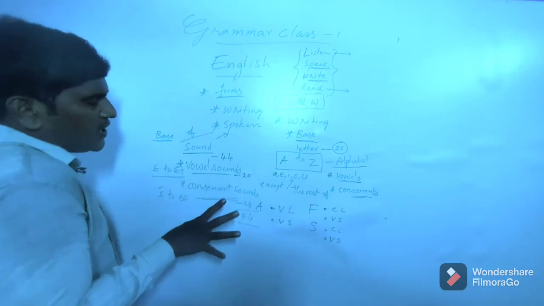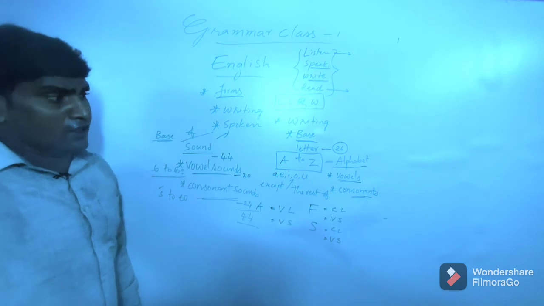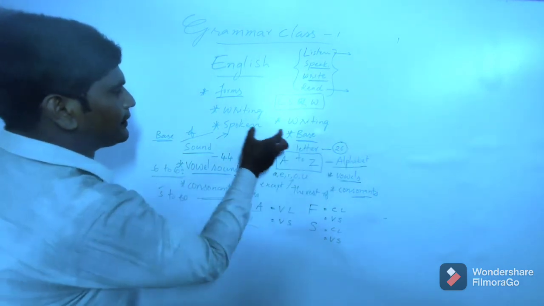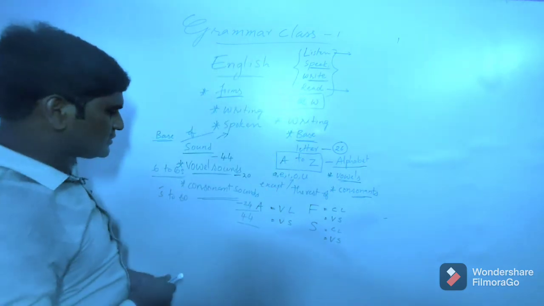Out of these 44 sounds, the total spoken form is exhibited. With the base of these 26 letters, the complete writing form is exhibited, right? Did you understand this?